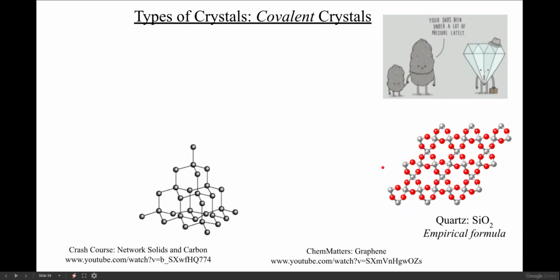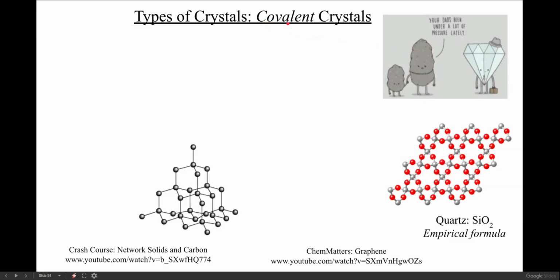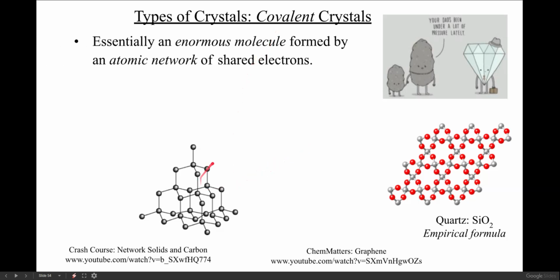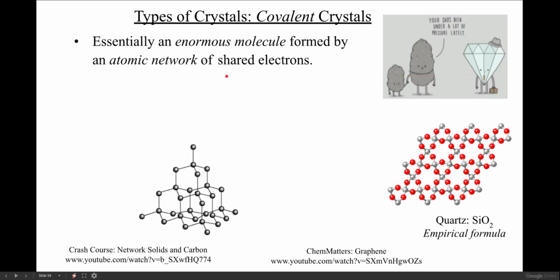Next, we have the covalent crystals. Now, this one is a little bit different because it's often confused with molecular crystals, because molecules have covalent bonds that hold each distinct molecule together. Covalent crystals have covalent bonds, except the difference is they're holding the lattice points together, whereas in molecular crystals it's intermolecular forces. So you could think of a covalent crystal as a huge, enormous molecule that just keeps repeating.